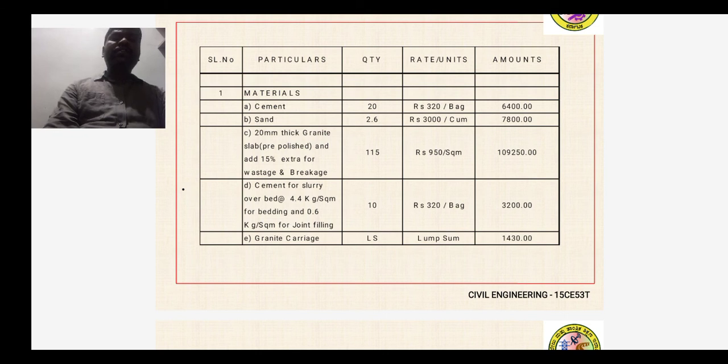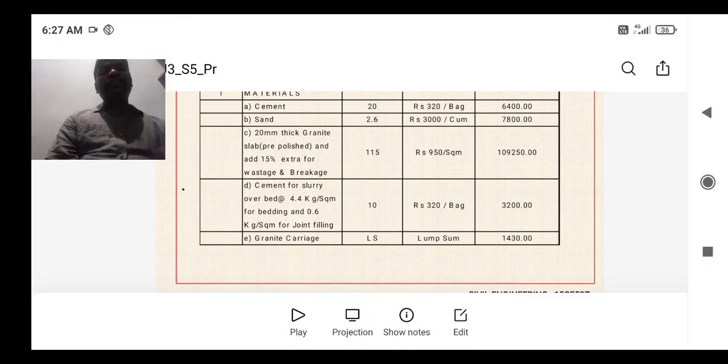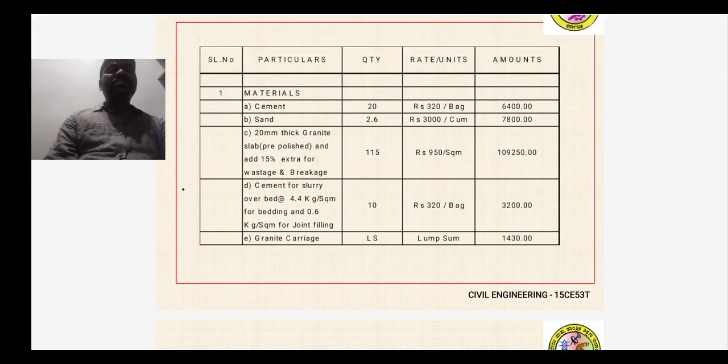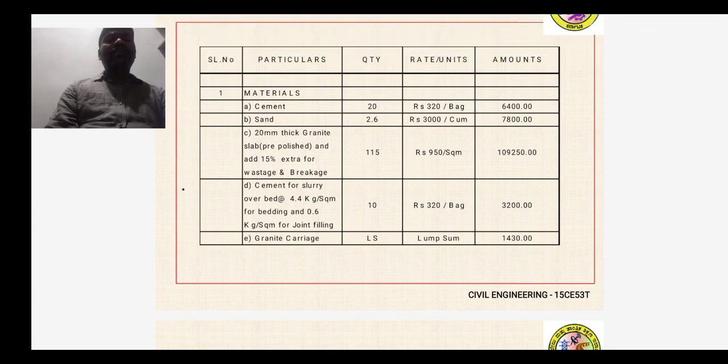We want 20 bags of cement, multiplied by the present rate of 320 rupees per bag. 20 into 320 is 6,400 rupees. We are getting around 6,400 rupees for cement. Sand, 2.6 cubic meters, present rate is 3,000 per cubic meter. 2.6 into 3,000 is 7,800.